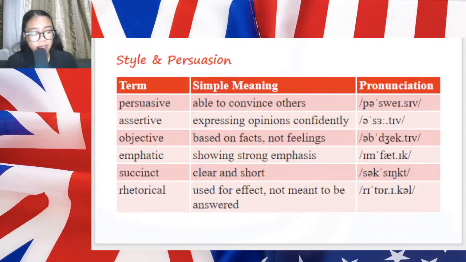Now, what you're looking at on your screen is the third set of words, which is under style and persuasion. Starting with persuasive, this means able to convince others. It describes something, usually speech or writing, that is effective in convincing someone to believe or to do something. A persuasive argument gives strong reasons, appeals to logic or emotion, and encourages agreement. But here, this is persuasive.